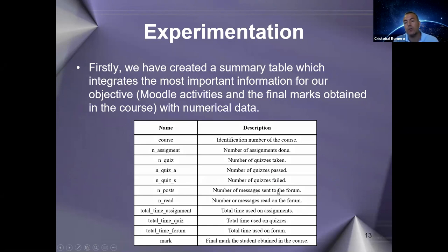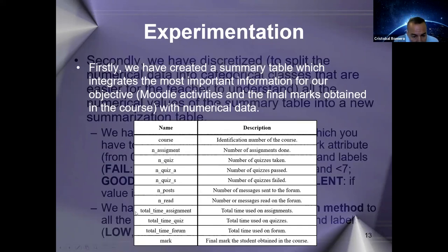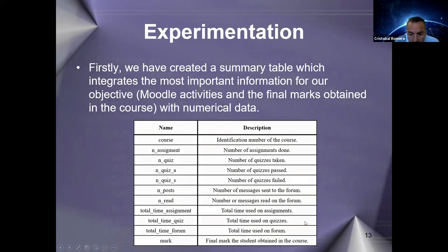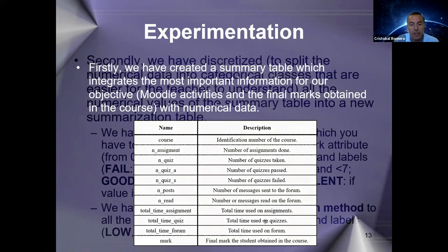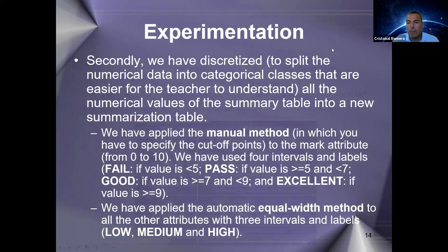The total number of messages sent to the course forum. Each course has a forum for questions and answers among the students. The number of messages that each student read on the forum, and the times: the total time used on assignments, the total time used in quizzes, and the total time used in the forum. And also the final mark, I don't see it here, but I'm going to move here. The mark is the final mark that the student obtained in the course. Okay.